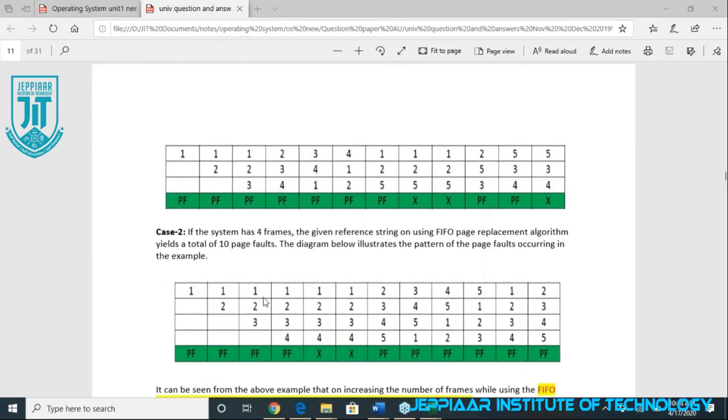Here we have taken the next case, case 2. We have taken the frame size as 4. Now you see there are 4 rows. Initially 1 is not available, so we add it. 2 is not available, we add it. 3 is not available, we add it.